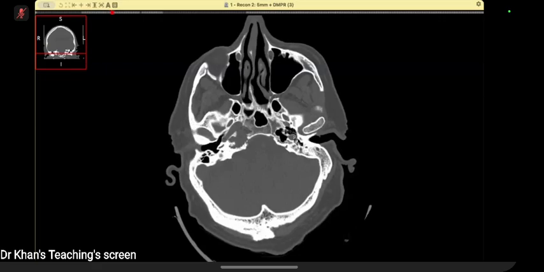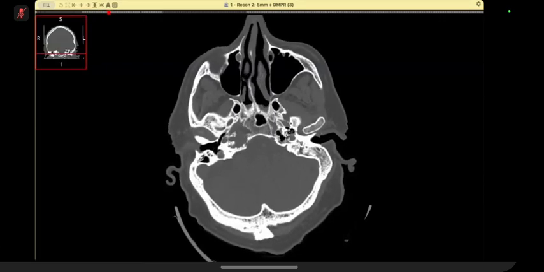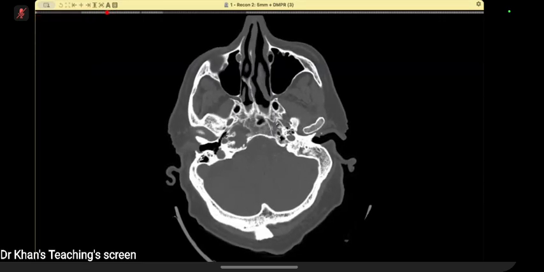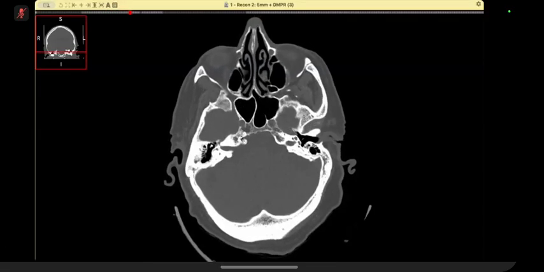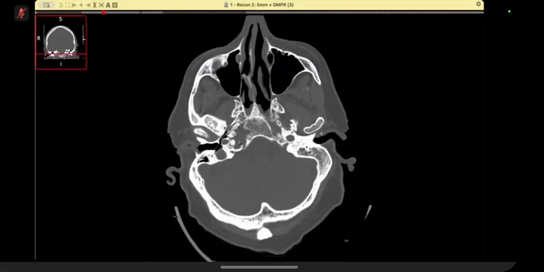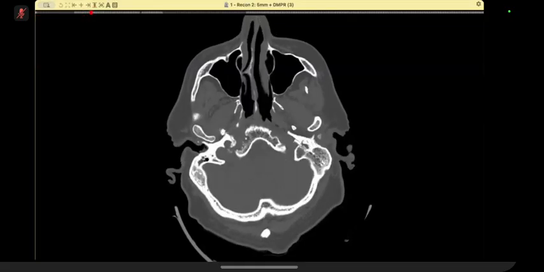So if you compare it from this side, this exactly where I'm pointing out is the petrous apex, and you can see that there is expansion here. And then we go to the MR.